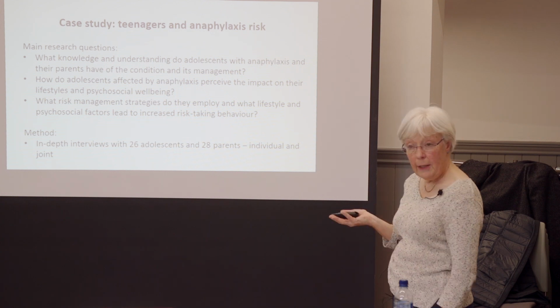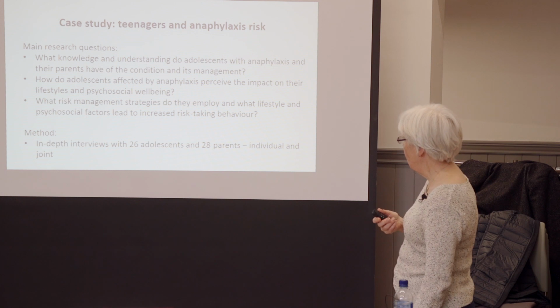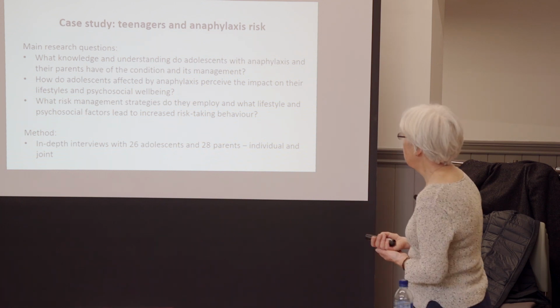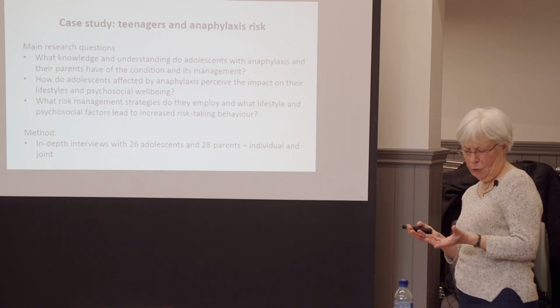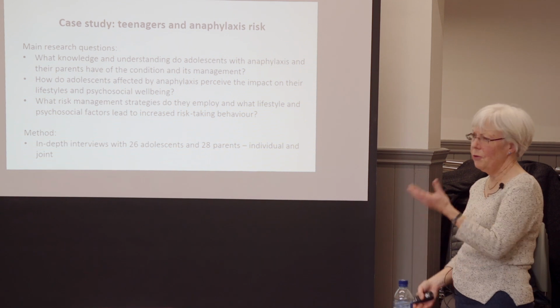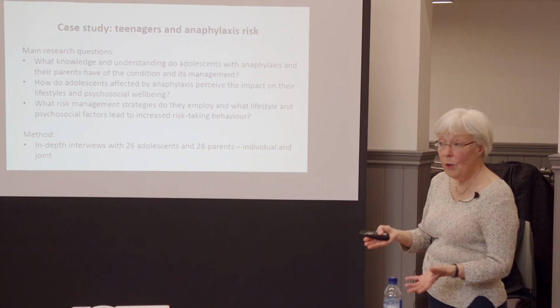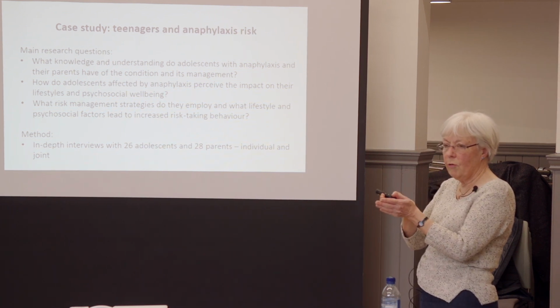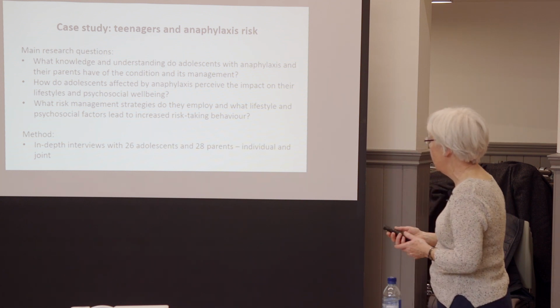How do they perceive the impact of this life-threatening thing on their life and well-being? And what are their risk managing strategies? And also, because we know teenagers take more risks, they go out and eat foods that they shouldn't be eating. Why? What is it that's leading them to take those kinds of risks that threaten their lives, rather than being maybe socially different to their peers?